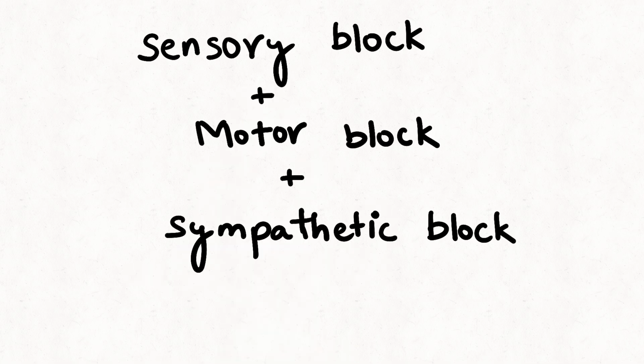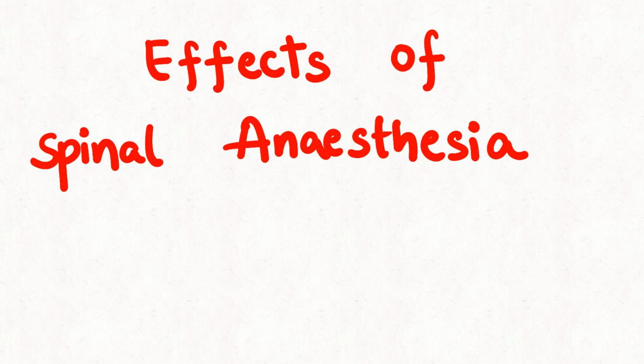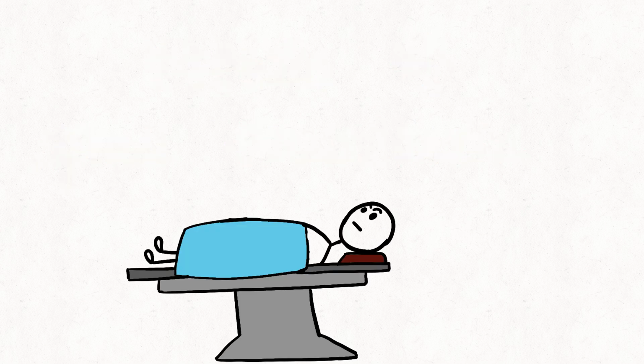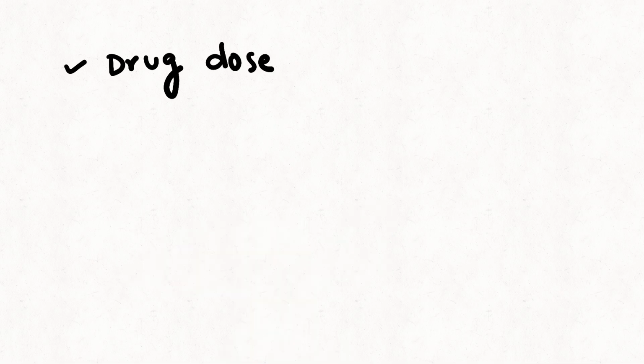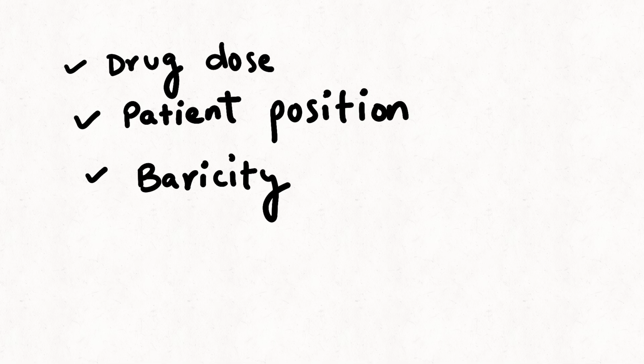There is sensory block, motor block, and sympathetic block. After spinal anesthesia, legs become warm, then numb, then weak. The level of numbness depends on drug dose, patient position, and baricity of the drug.